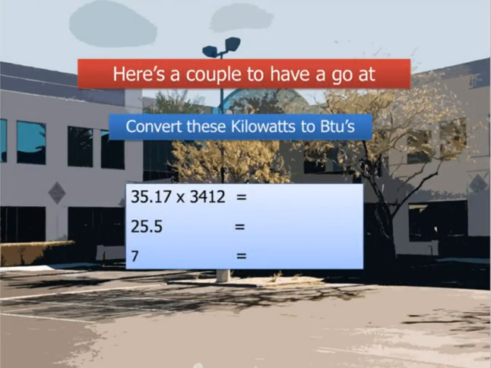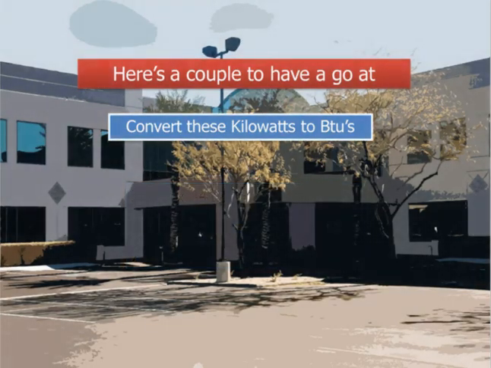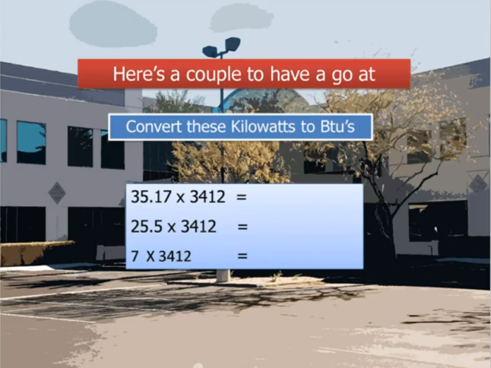Here are a couple to have a go at. Convert these kilowatts to BTUs. So it might be an idea to pause here while you work out the calculation. 35.17 times our variable 3412 gives us 120,000 BTUs. Let's see if you got the other two right.